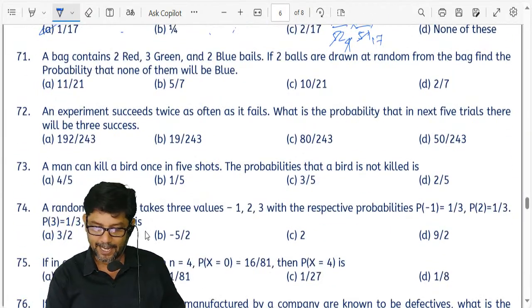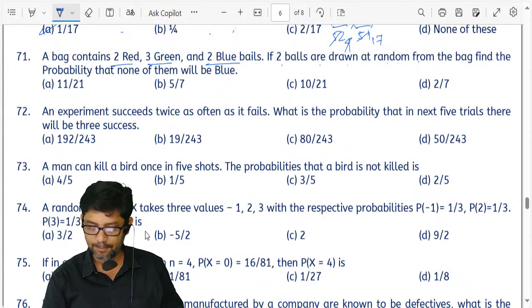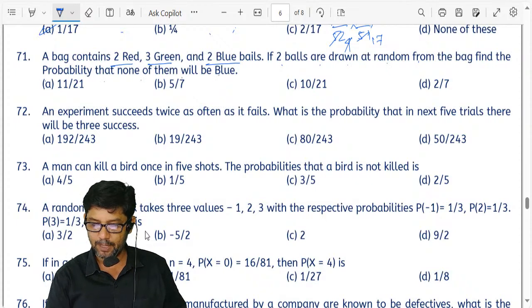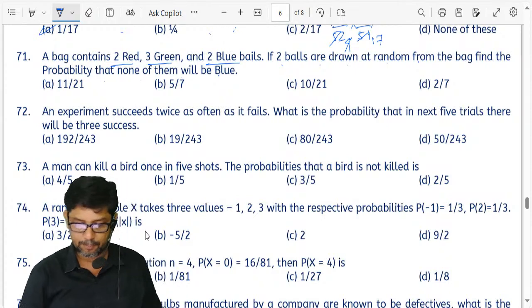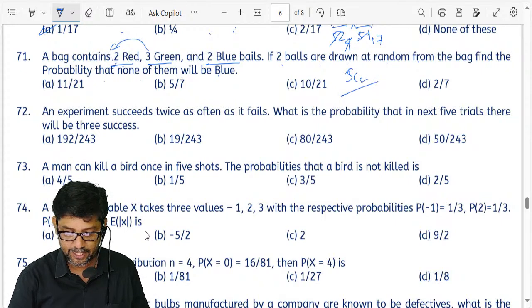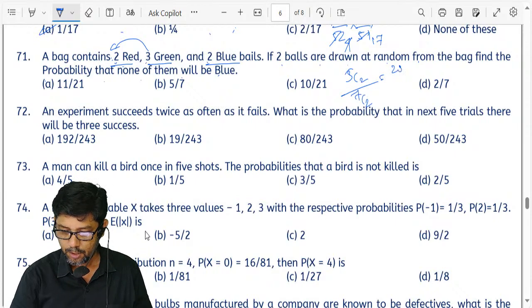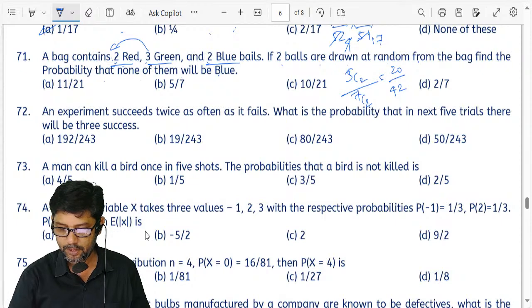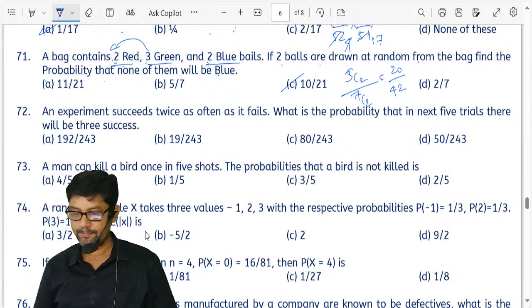Next. A bag contains 2 red, 3 green, 2 blue balls. If 2 balls are drawn at random from the bag, find the probability that none of them will be blue. The meaning of none of them will be blue is what? The 2 balls are drawn from green and red. So total 5. So it is 5C2 divided by total 5 plus 2, 7C2. 20 divided by 42, 10/21.